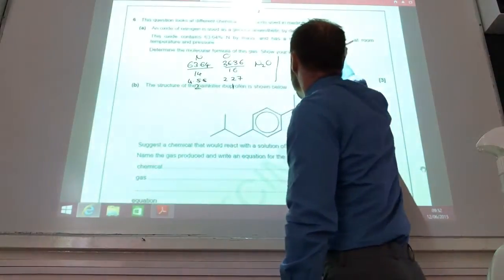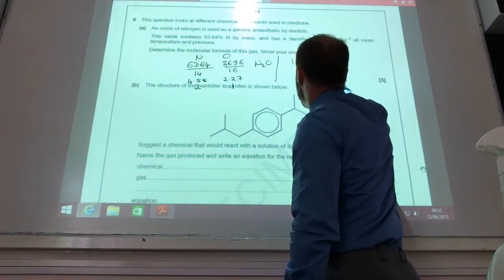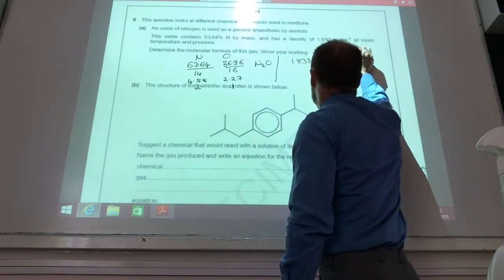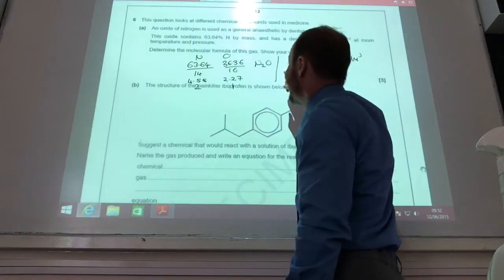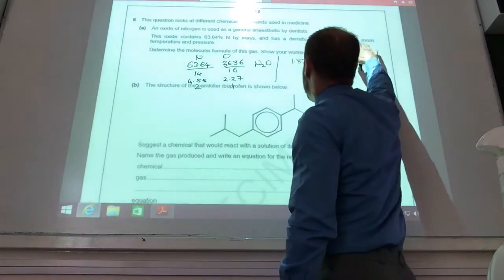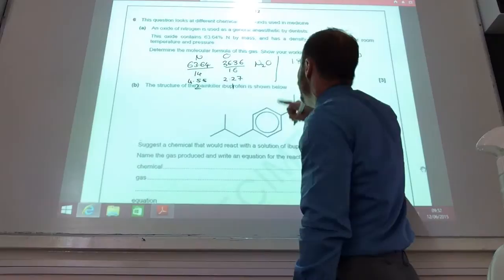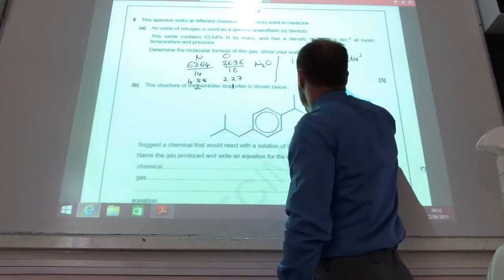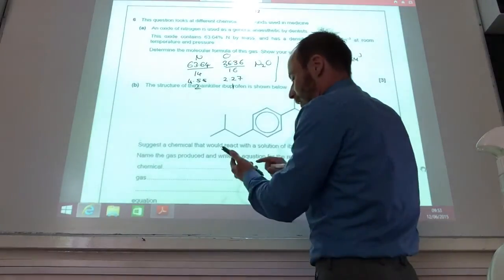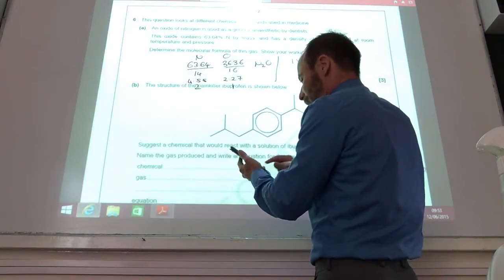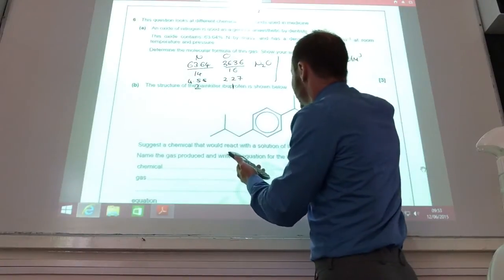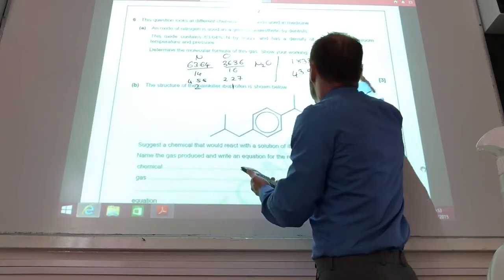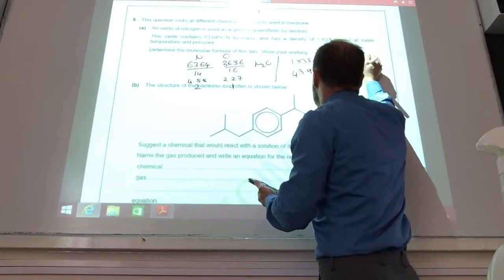I've got to use this. It tells me it has a density of 1.833 grams in 1 decimeter cubed. It's a gas. The key thing is at room temperature and pressure, we know that 1 mole of any gas has a volume of 24 decimeters cubed. So if I times both of those by 24, I would do 1.833 times 24, that gives me 43.99 grams in 24 decimeters cubed.